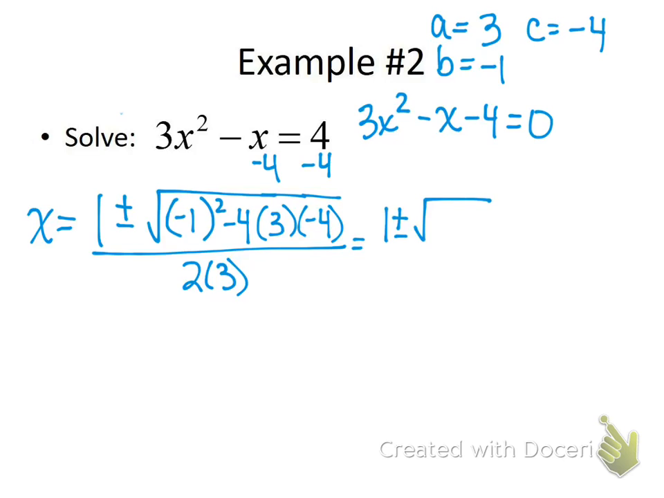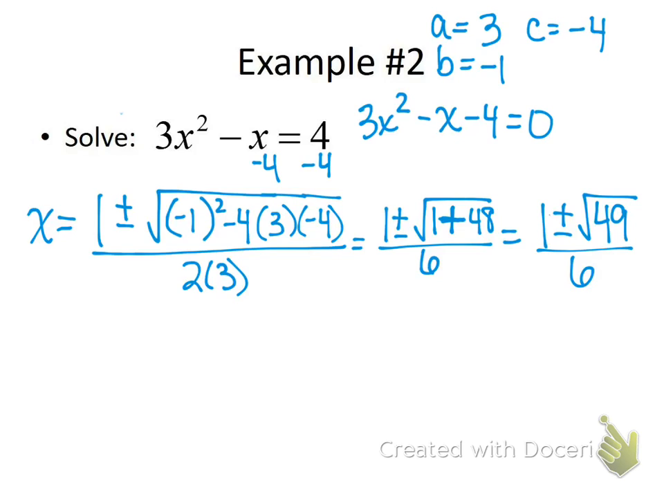1 plus or minus the square root of, what is -1 squared? 1 minus 4 times 3 times negative 4. Positive or negative? Well, it's negative 48, but I'm subtracting a negative, so I really make it a positive. I end up adding it. And 2 times 3 is, in the denominator, 6. 1 plus or minus the square root of 49 again, all divided by 6.